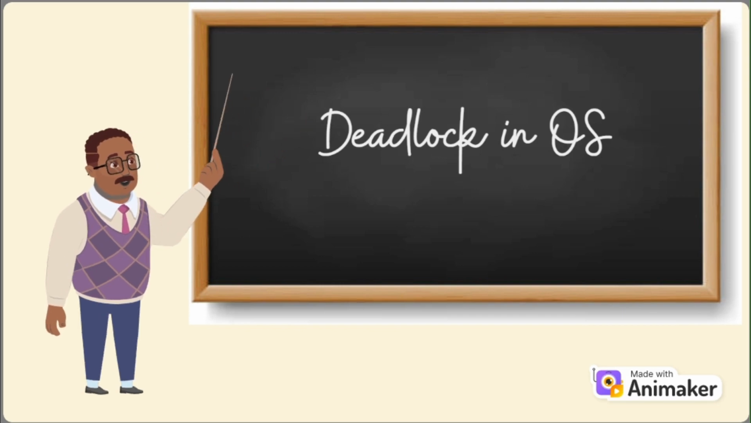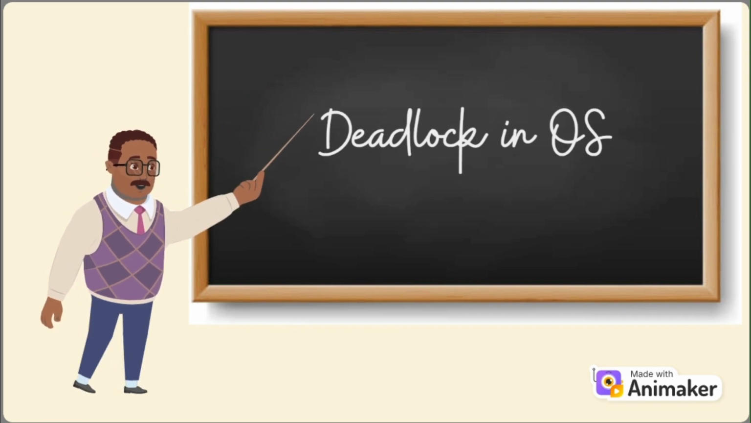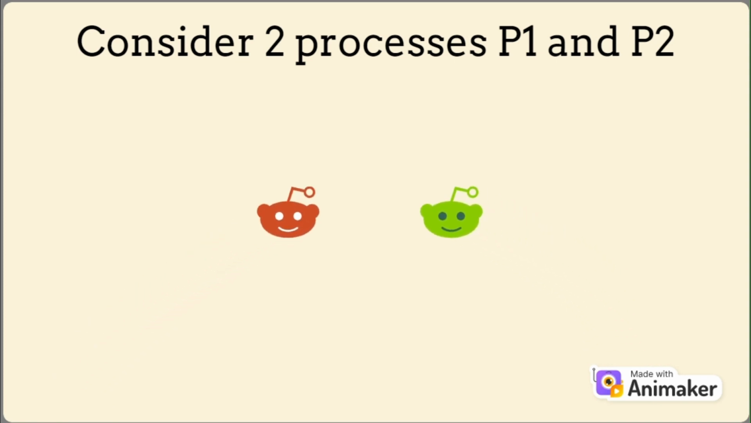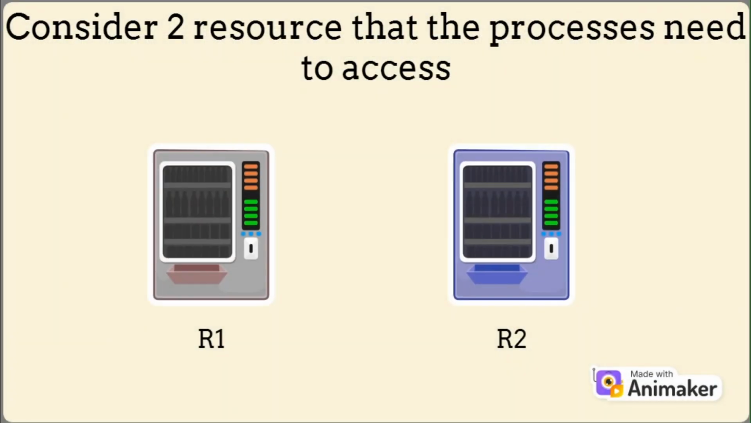Today we are going to see about deadlock in OS. Let us consider two processes, process P1 and process P2 in an operating system. Consider two resources the system has, that the processes need to access.